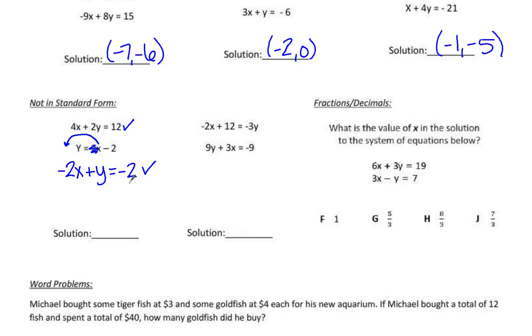Okay? What about this guy here? Is this in standard form? No. There's a couple things wrong with this one. The x is good, so I'm going to just rewrite that. -2x, that's perfect. But the y is on the wrong side. I need this y to come over here. So the opposite of a -3y would become a positive 3y. Just have to move it on over.